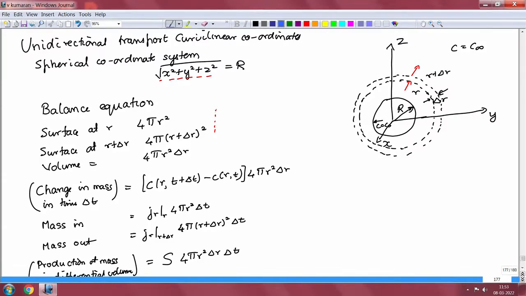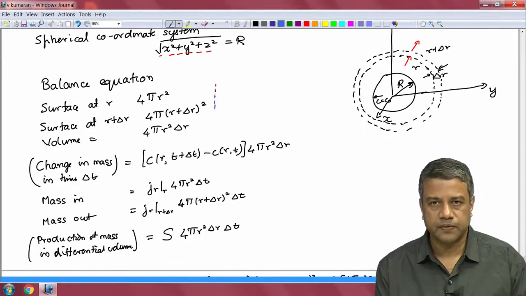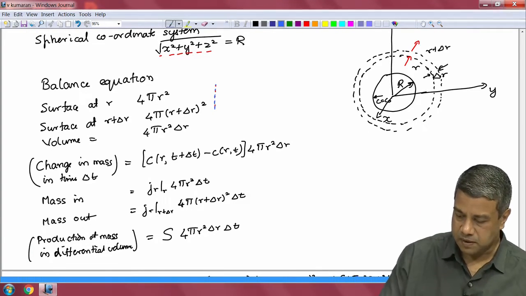So, we constructed a differential volume in a spherical coordinate system. The differential volume is bounded by two surfaces of constant coordinate, at r and r plus delta r, separated by an infinitesimal distance delta r. The surface areas at r and r plus delta r are given by these. Note that the surface area increases as r increases, and the volume is 4 pi r square delta r.